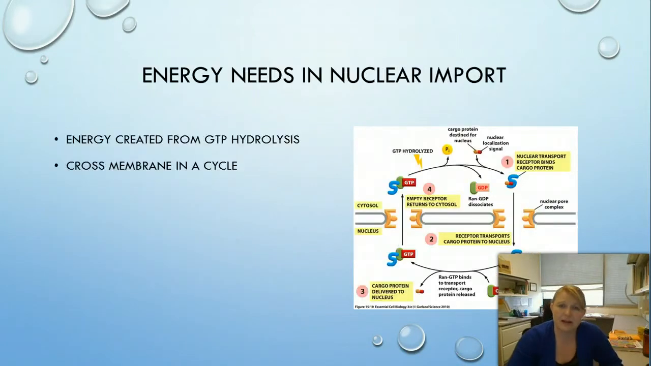Now, as you can imagine, it needs energy to do that. So you can see here the process of energy utilization for importation across the nuclear pore. As the receptor comes across the pore and dissociates from the cargo protein, the GTP is going to associate with the receptor, and then it will cross back across the pore, and at this point the GTP is hydrolyzed and the receptor is ready to take on a new cargo protein to transport across the pore. So it's just important to realize this process requires energy.